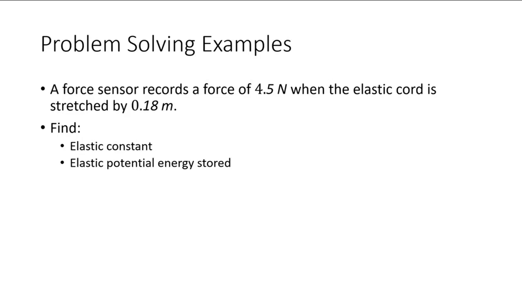A force sensor records a force of 4.5 newtons when the elastic cord is stretched by 0.18 meters. We're going to find the elastic constant, and we're also going to find the elastic potential energy stored in the cord. So again, we can calculate for your elastic potential energy as 1/2 kx squared, right? And you can calculate for the elastic constant using your Hooke's law. So for this one, it will follow your Hooke's law. F is equal to negative kx.